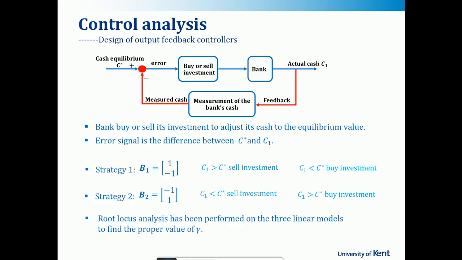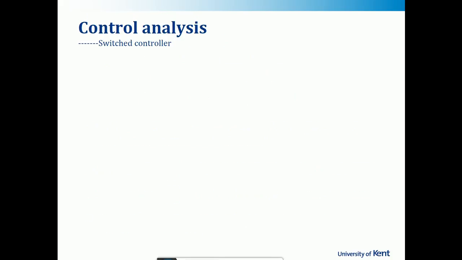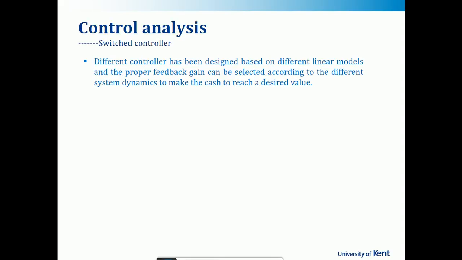After the controller U is set, the next step is to find a proper value of the feedback gain gamma to make the closed-loop system stable. In control theory, the performance of a feedback system can be described in terms of the location of the roots of the characteristic equation in the S-plane. Then different controllers have been designed based on different linear models, and the proper feedback gain can be selected according to the different system dynamics to make the cash reach a desired value.